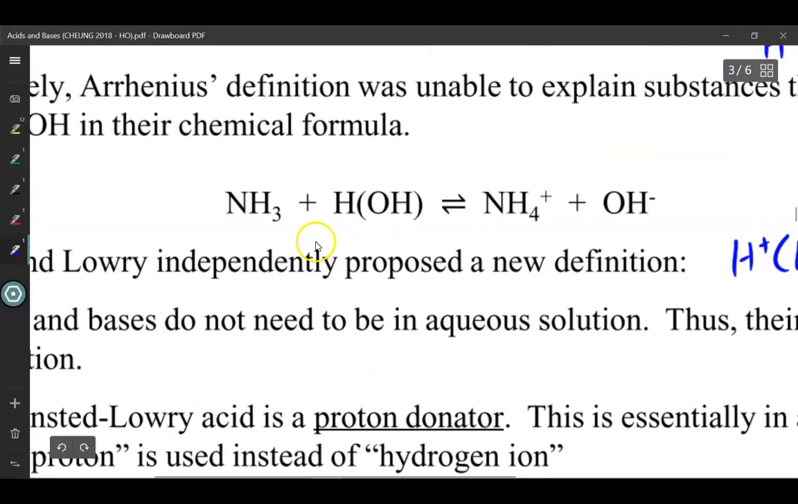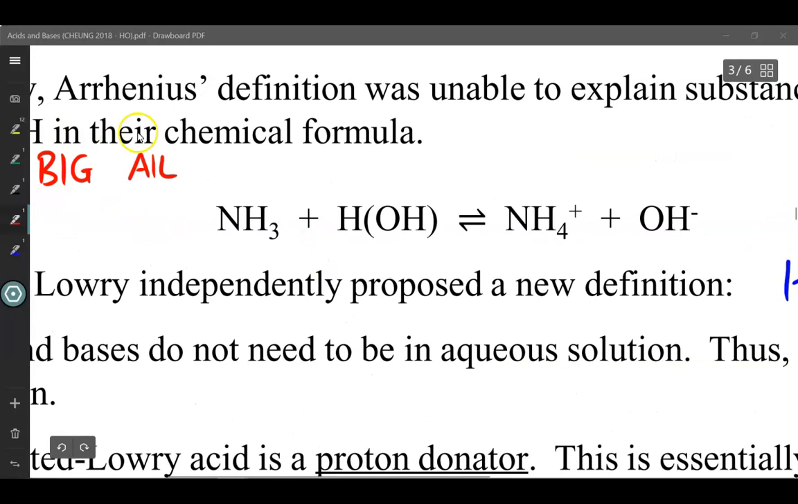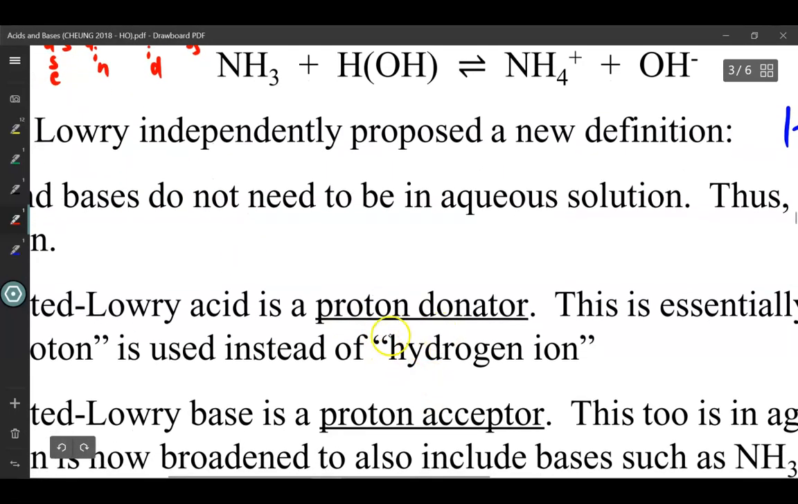So let's take a look back at ammonia again. I like to use this acronym to help me remember the Bronsted-Lowry definition. BALA: Base is gain, acid is loss. But gaining and losing what? Protons. The base gains the proton, so it's a proton acceptor. The acid loses the proton, so it's a proton donor.